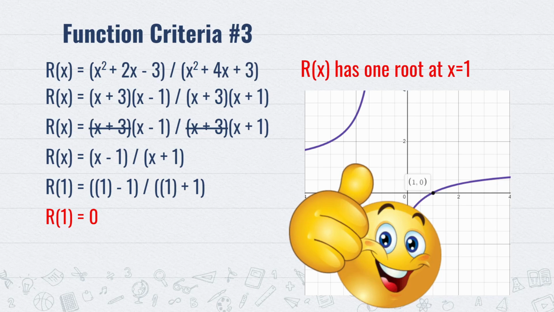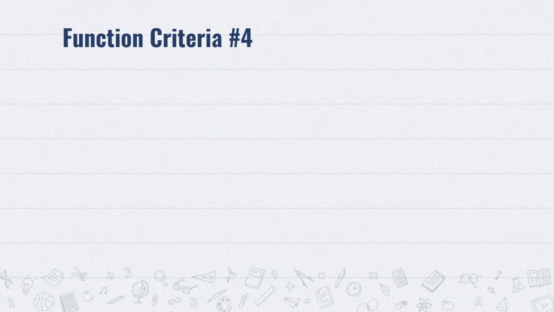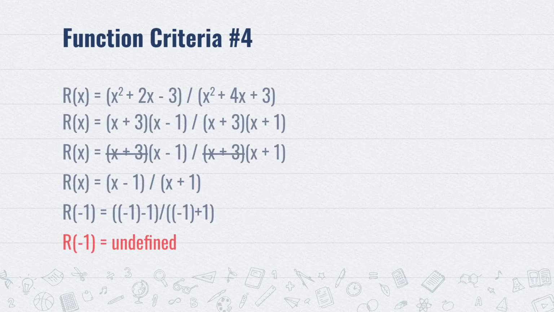The fourth criteria says r of x should have at least one vertical asymptote. Well, I'm pretty sure we did this project right, so I'm going to prove that my baby r of x does have one. If you rewrite the function and factor out the top and bottom, you can see that the function can easily cut out x plus 3.